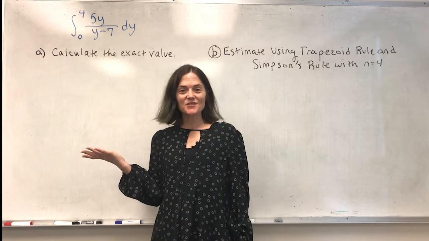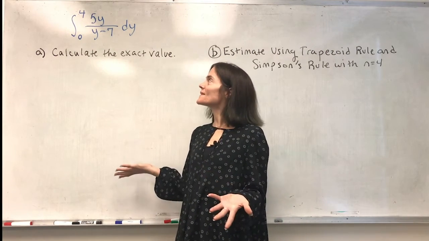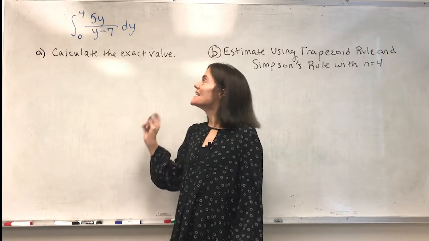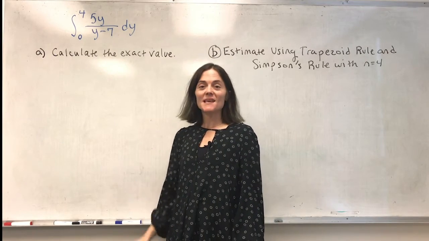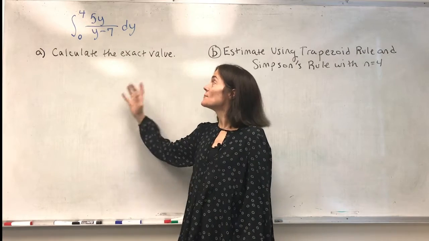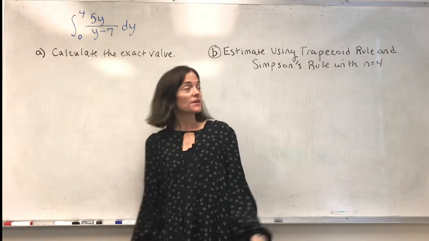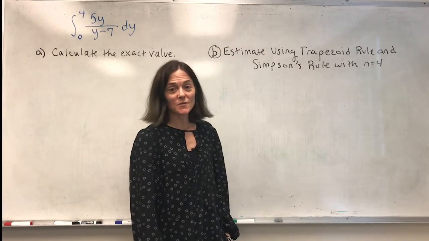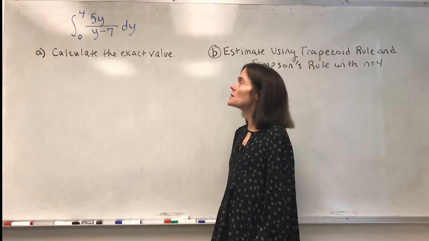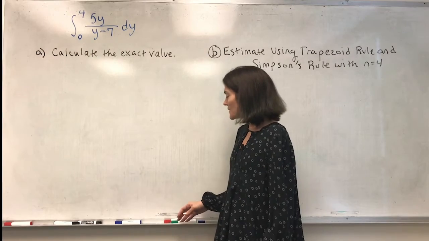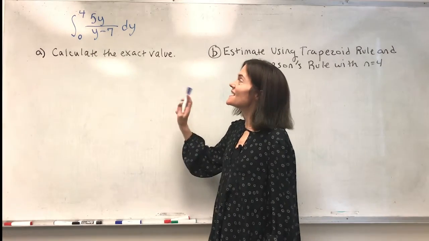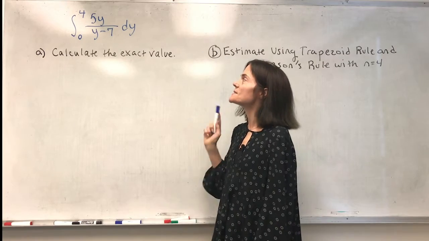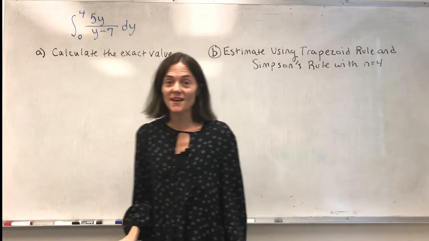We have this integral, which might seem a little confusing on how to integrate, because it looks a little bit different than some that we have practiced. But we will calculate the exact value, and then we will estimate using both trapezoid rule and Simpson's rule. Okay, there's kind of a little trick you can use, but we can use substitution here to integrate this function.